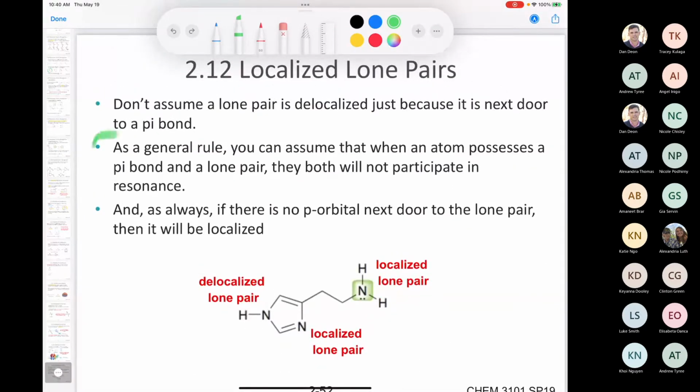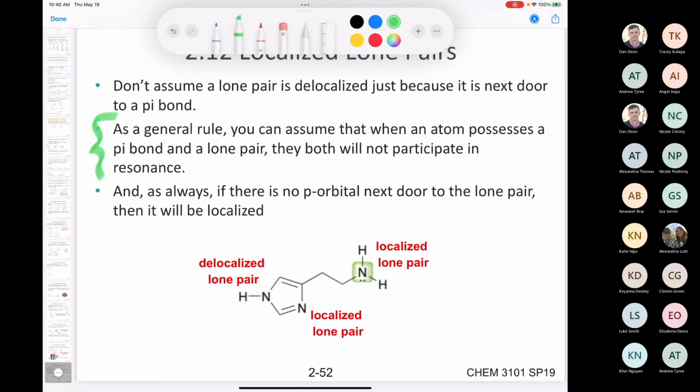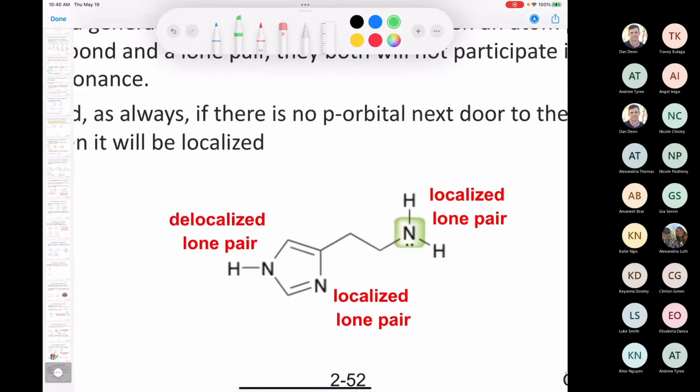However, there is a general rule that you can assume that when an atom possesses a pi bond and a lone pair, there's no way that they can both participate in resonance. And as always, if there's no p orbital next door to the lone pair, then it's going to be localized. And so if we look at this molecule right here, we have 3 lone pairs. Let's draw them all in. You can see one of them's already done. So we have a lone pair here, here, and here. Let's evaluate these lone pairs.